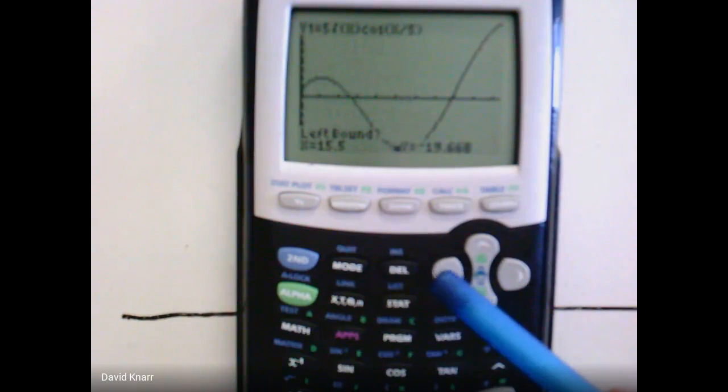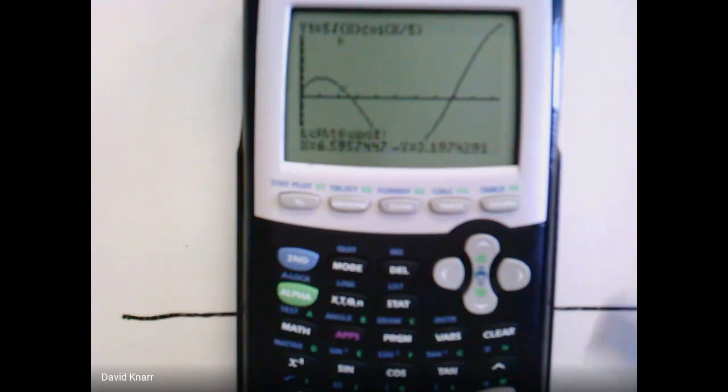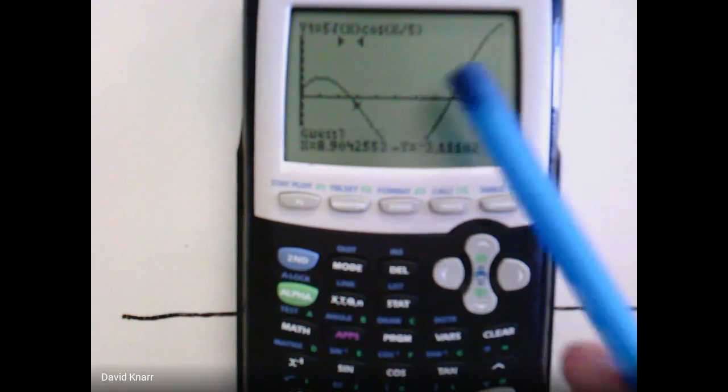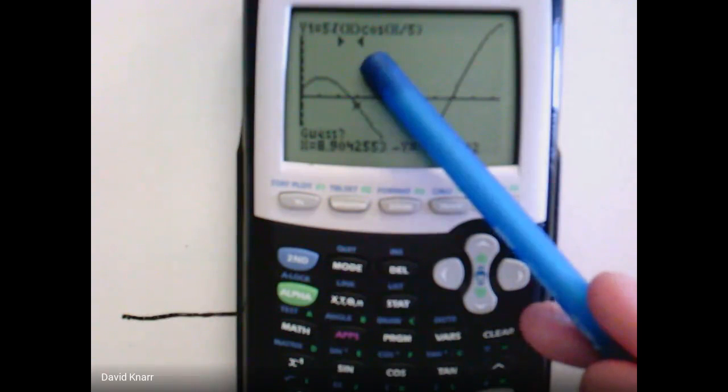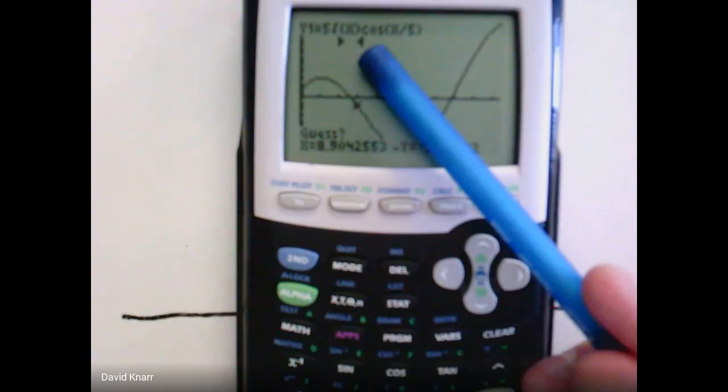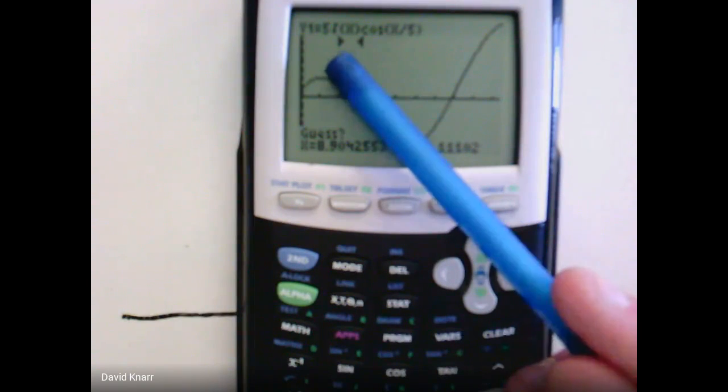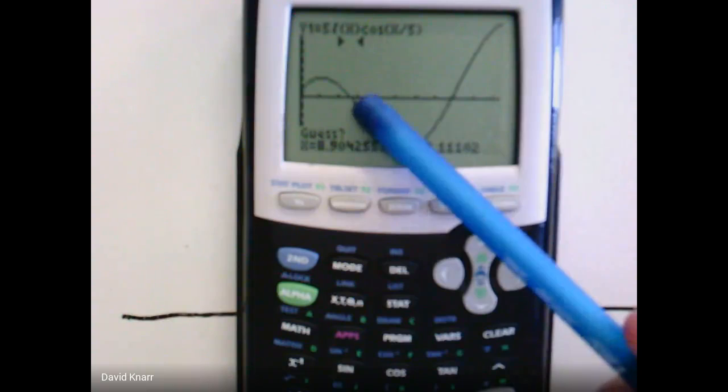Okay, left bound means move the cursor to the left side of where the 0 is that you want to locate. So that's on the left of it. I'll push enter. Then go to the right, push enter. Okay, these two little arrows, or you may have lines on your screen, are basically asking you, is this the 0 that you want me to find? It's between here and here. Okay, sure, yeah, that's what we want to find.